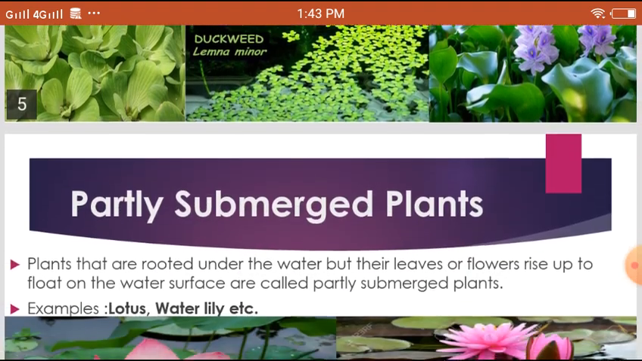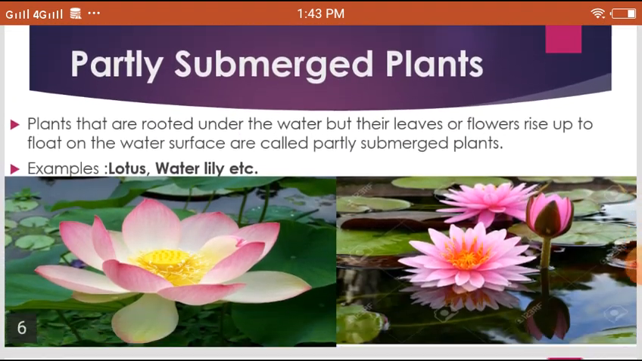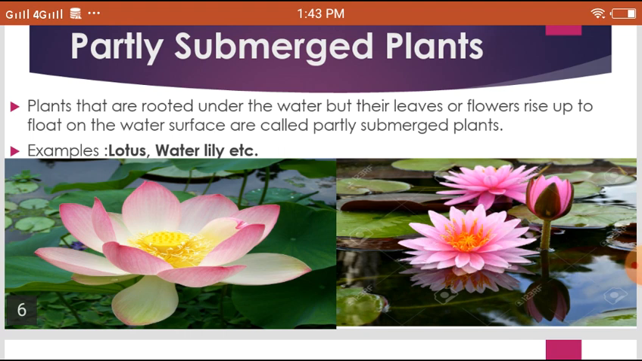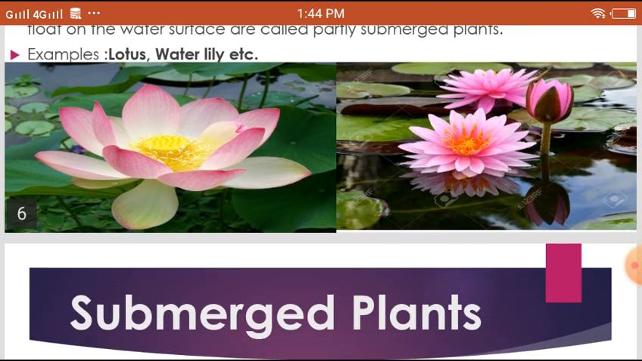Next one is partly submerged plants. The plants that are rooted under the water, but their leaves or flowers rise up to float on the water surface are called partly submerged plants. Some examples of partly submerged plants are lotus and water lily. As we can see in the picture too, their roots are under the water, but their flowers and leaves are floating on the surface of water. So these are called partly submerged plants.